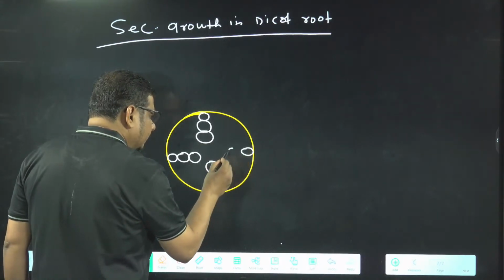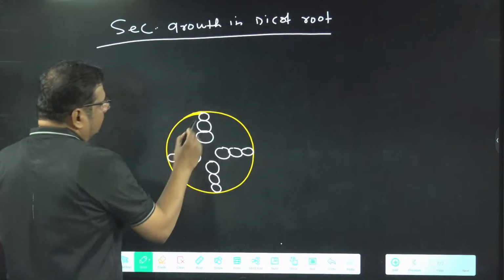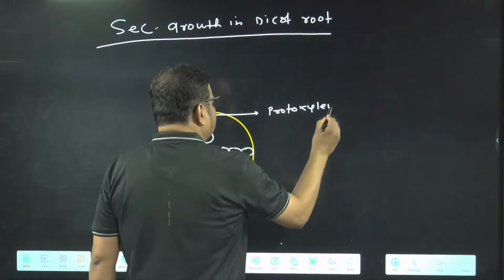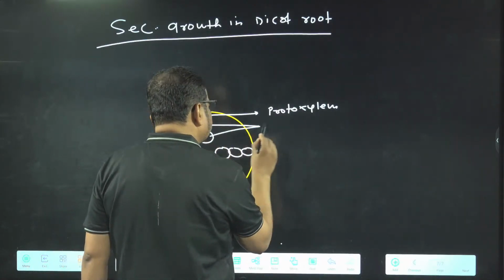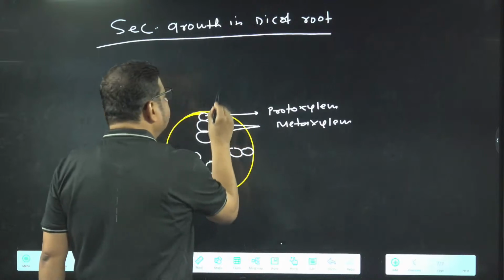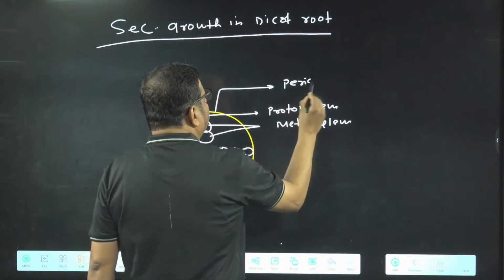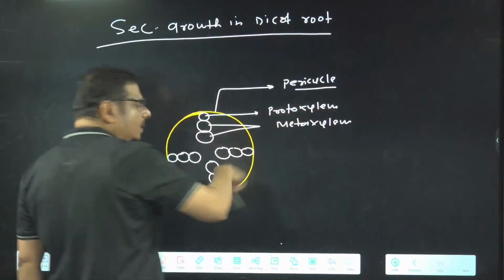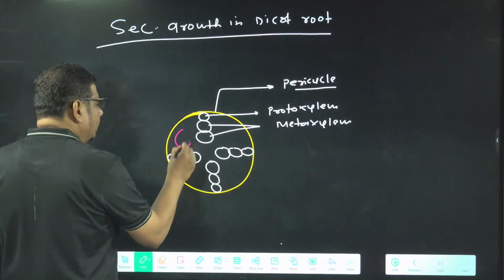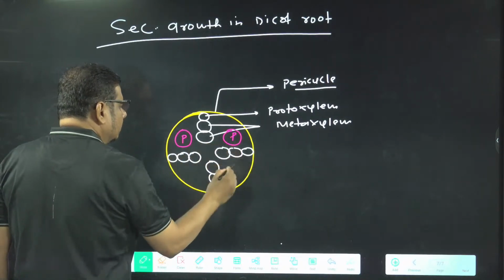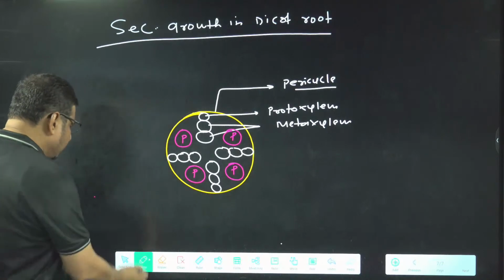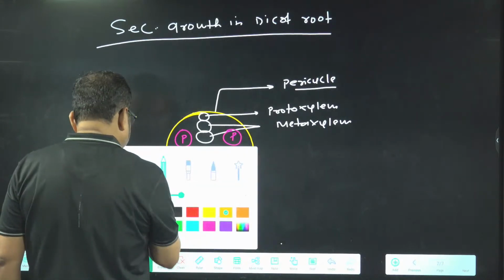Agreed or not agreed? So this is protoxylem, and this one is metaxylem. And the yellow colored layer is the pericycle. Xylem and phloem are present on different radii. So here it is phloem, phloem, phloem, and phloem. Getting the idea? It is a radial kind of arrangement.